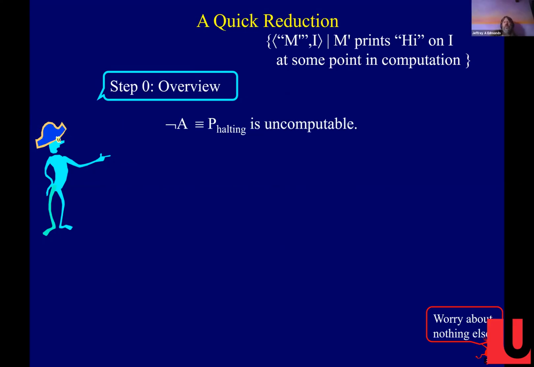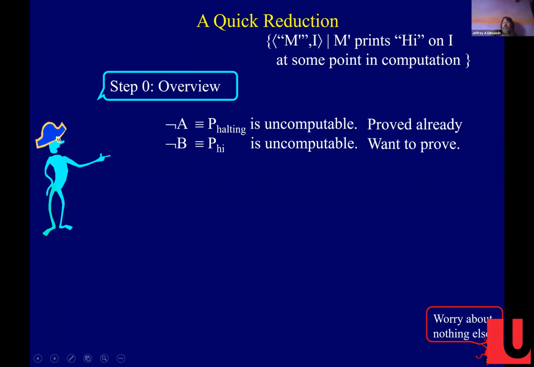All right, so first, what's our overview, as you've had on the test. There's some statement, not A. The statement not A is that P halting is uncomputable. We know that already. We proved in a previous class that the halting problem is uncomputable, and I'm calling that not A. Another statement, not B, is that the P high problem is uncomputable, and that's what we want to prove. So what we have to prove is that if not A is true, then not B is true, right?